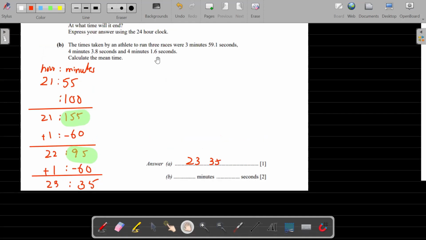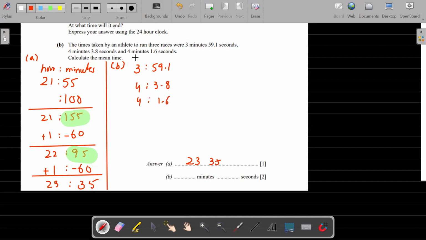Next part says that the time taken. All right, let me make some space for my B part. That was A part. Now B part says that the time taken by an athlete to run the races were 3 minutes and 51 seconds. Okay, we are going to add them up. 3 minutes, 59.1 seconds. Same way, 4 minutes, 3.8 seconds. Same way, 4 minutes, 1.6 seconds.